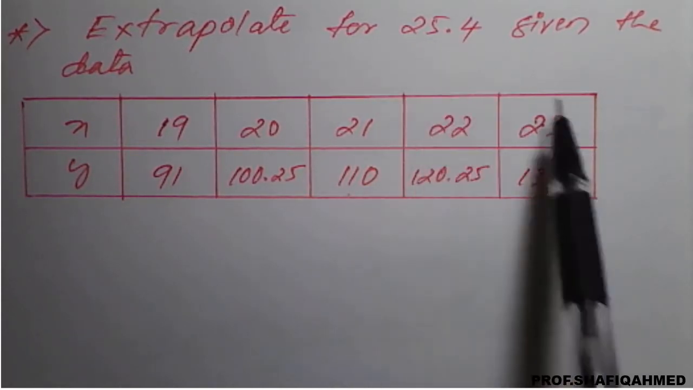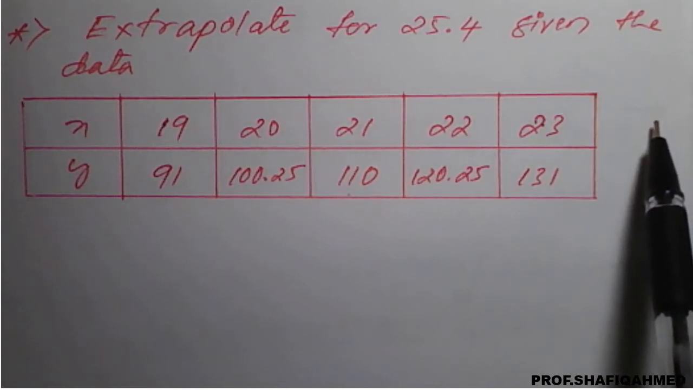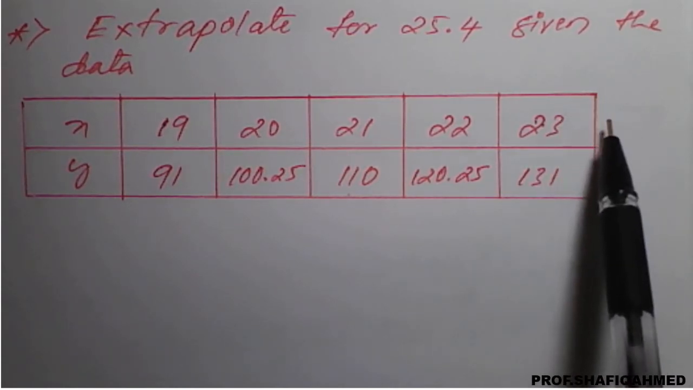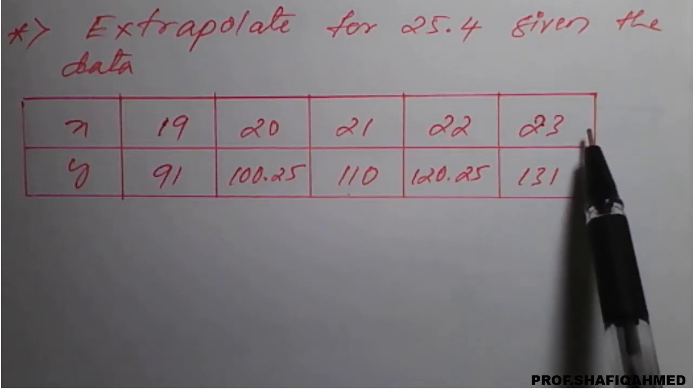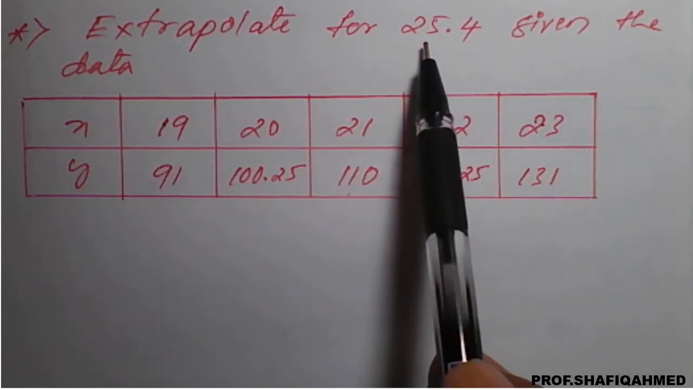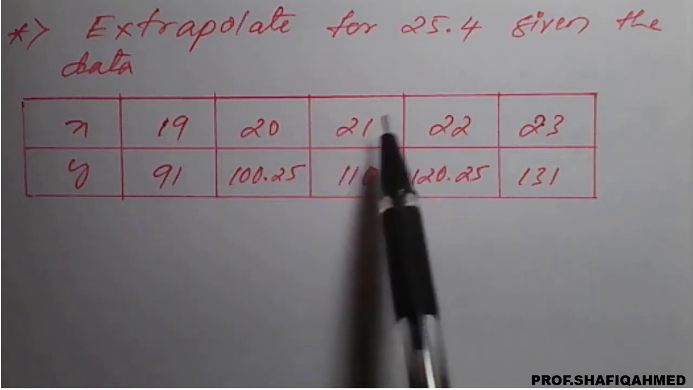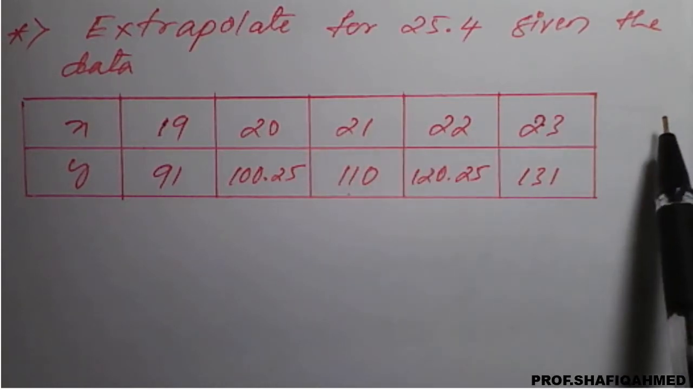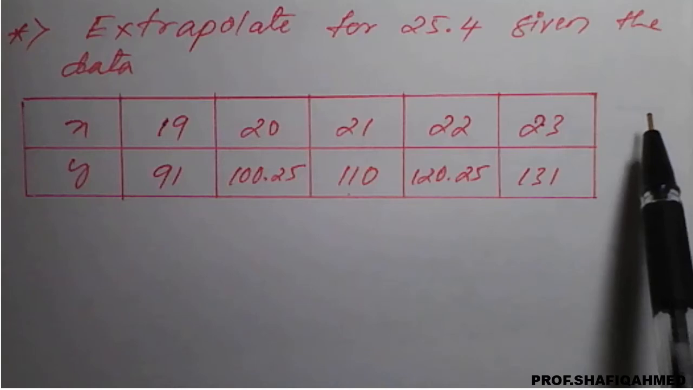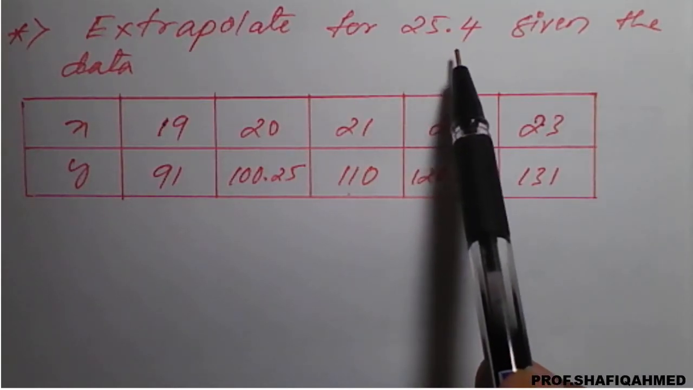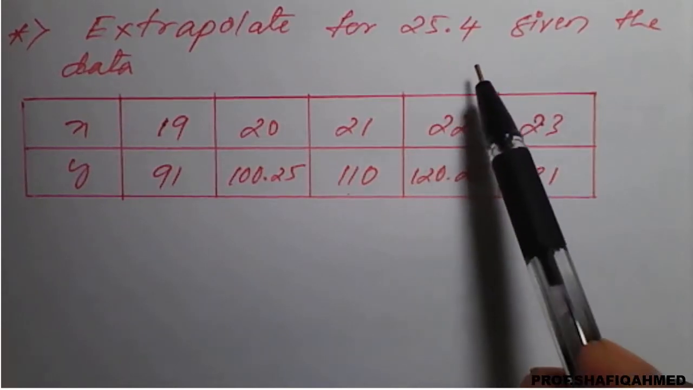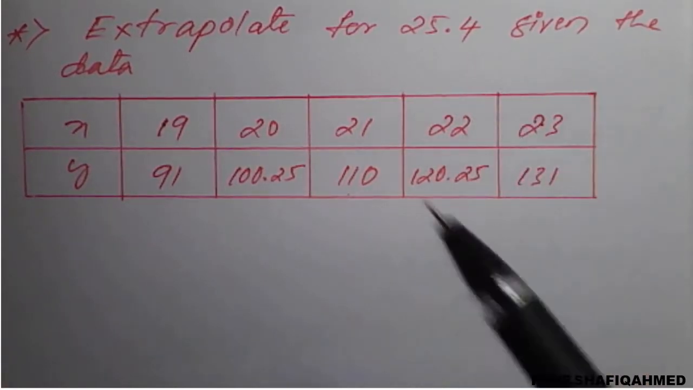25.4 is out of range, so it is nothing but extrapolation. It is not in the range, and the middle value is 21. It lies on the right-hand side of the middle value, that is, more than the middle value. Therefore I can consider the backward interpolation formula. So we need to use Newton's backward interpolation formula here. The solution.